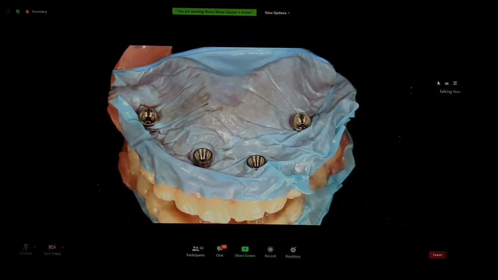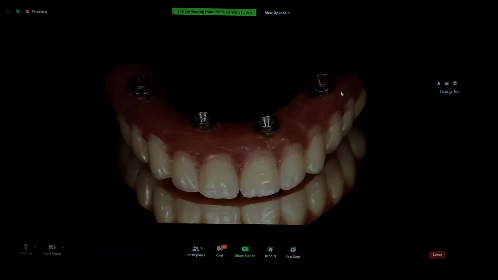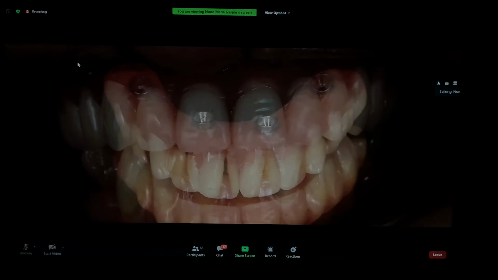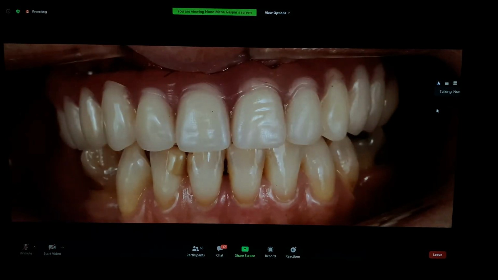So after this, my technician starts connecting it to the prosthesis. This is not yet polished. Okay, you just screw it in and it's done.